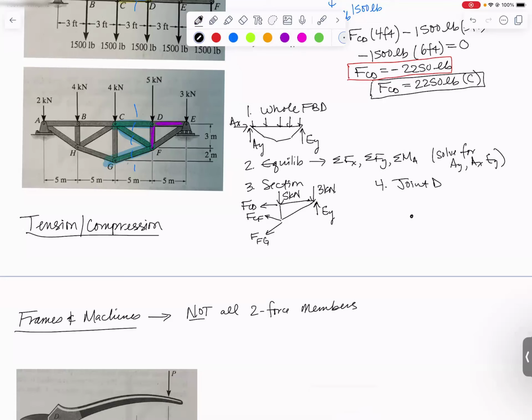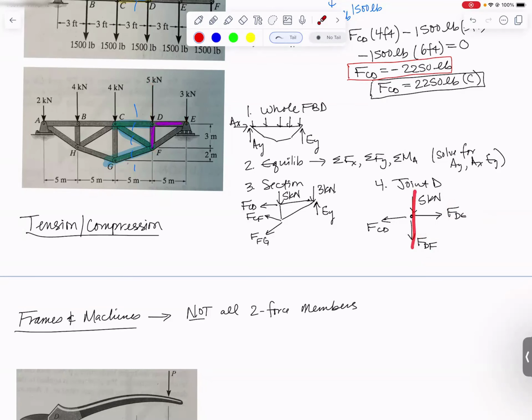Well, joint D is sitting right here, and it's got 5 kilonewtons downward, an unknown force in DF pointing downward. I'm assuming it points downward, and if I'm wrong, that's fine, but I always draw all my unknown forces as tensile forces. There's my force in DE, and there's my force in CD. From my section diagram, I would have solved already for the force in CD. So now on this diagram, I only have 2 unknowns.